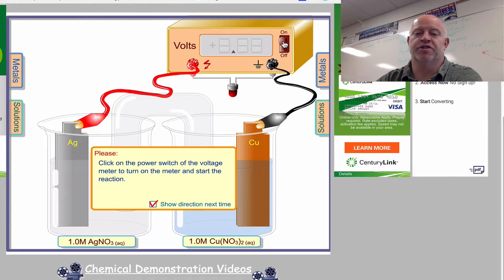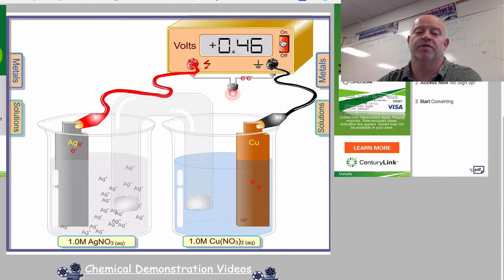Okay, as soon as I flip the switch on, we should see current flowing. Now, we don't really know which way it's going to flow because we don't know if silver has a bigger reduction potential than copper or copper has a bigger one. So we don't know which way the current's going to flow until we flip our switch.